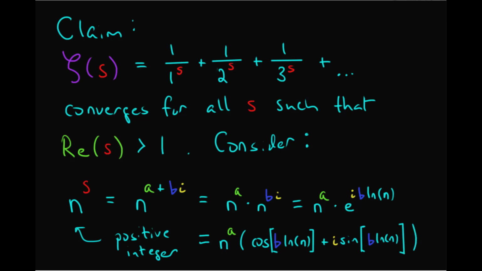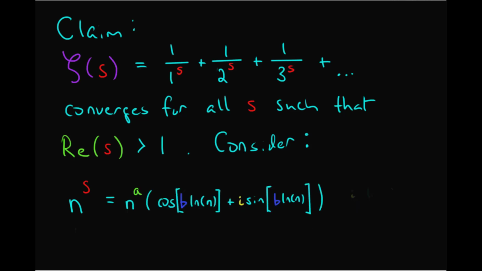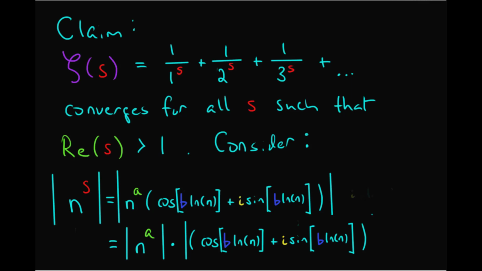Well, now let's consider the magnitude or modulus of n to the s. The modulus of n to the s would be the modulus of this expression n to the a times, open parenthesis, cosine b log n plus i times the sine of b log n, close parenthesis. But we know from the arithmetic of complex numbers that the modulus of a product of terms is equal to the product of the moduli of the individual terms. So this will equal the modulus of n to the a times the modulus of cosine b log n plus i sine b log n.